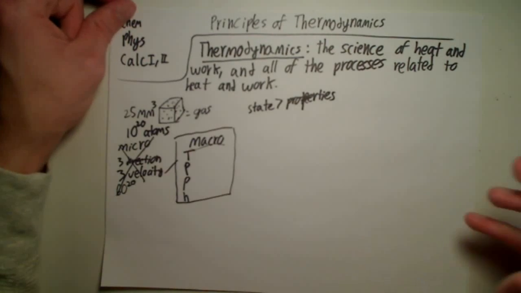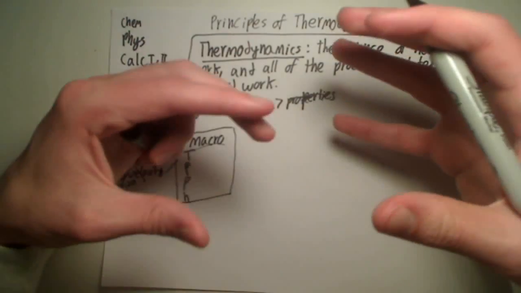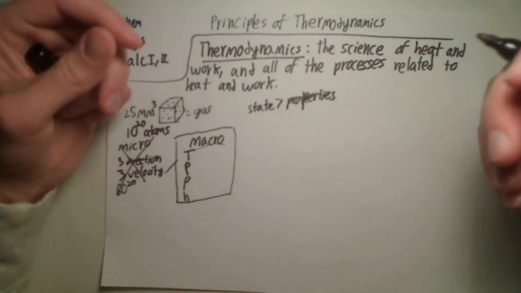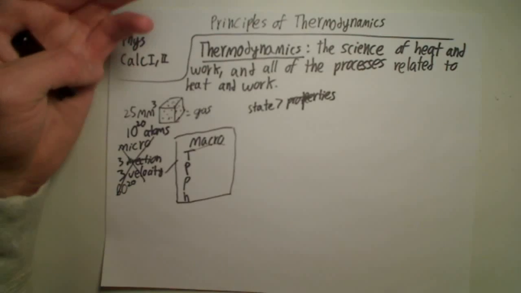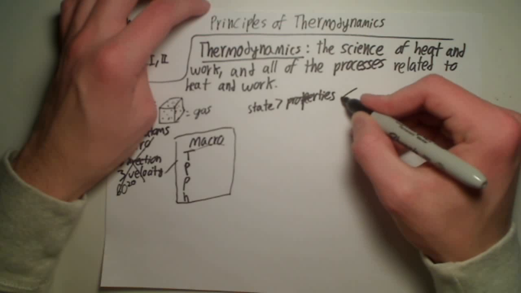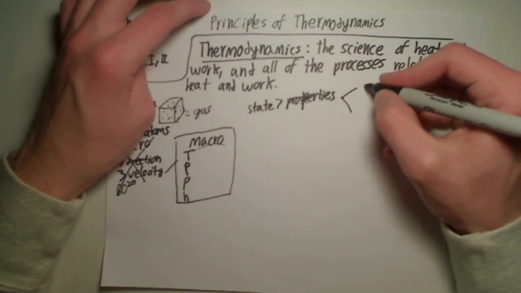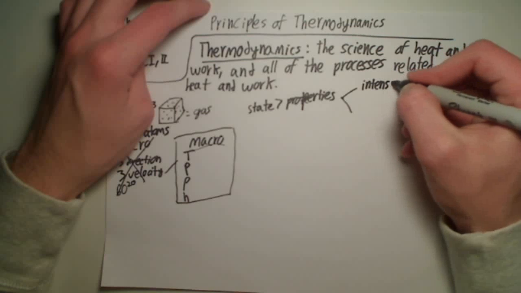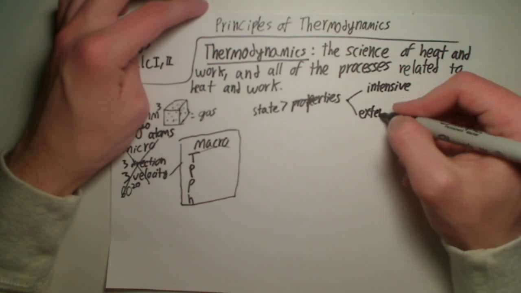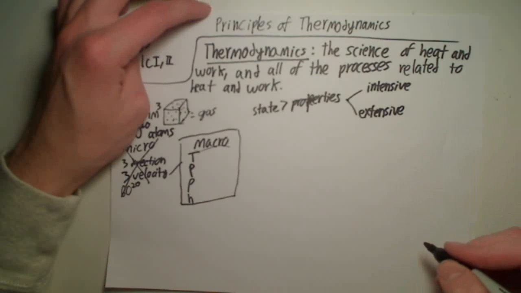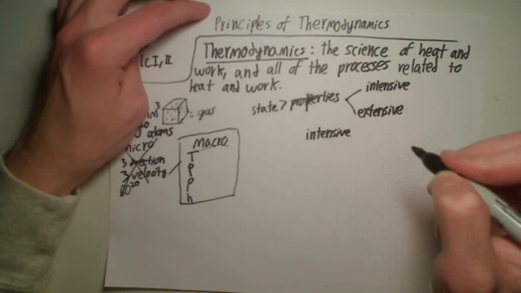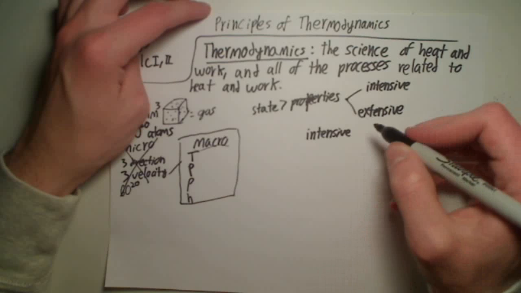Properties of a block, of just something that we're looking at. So a state is just this one collection of all these properties at a given moment in time. And there are two types of properties: the intensive properties and the extensive properties. Now, intensive properties are properties that are independent of mass.